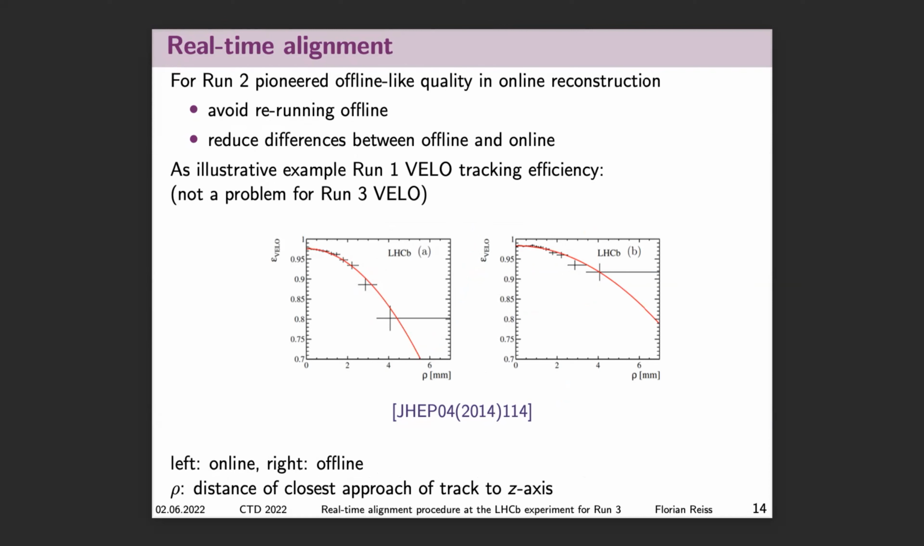And just to give you an example of what kind of problems you avoid by doing that: if you look at the efficiency of the velo reconstruction during Run 1, it was quite different between online here on the left and offline on the right. Of course, we have a different velo for Run 3, so you don't have this issue, but it's just an illustration of the kind of offline-online differences you could have in different parts of your detector, which you want to avoid.